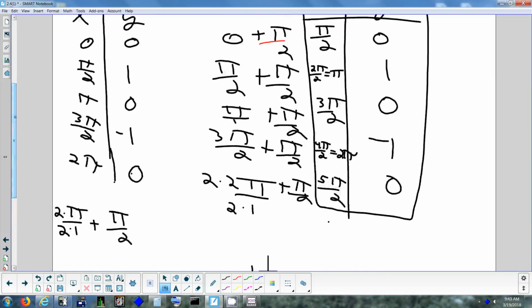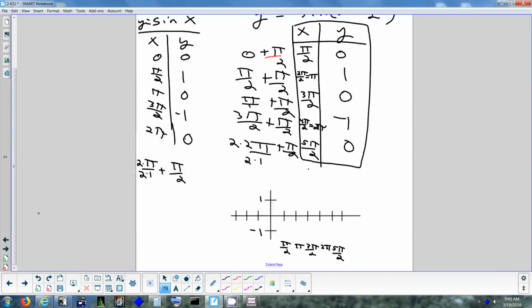Okay, so now we just graph our points. So we've got pi over 2, 0. Pi, we're at 1. 3 pi over 2, okay, back to 0. 2 pi, we are at negative 1. 5 pi over 2, back to 0. Sometimes it gets a little squished, but I can see the points.